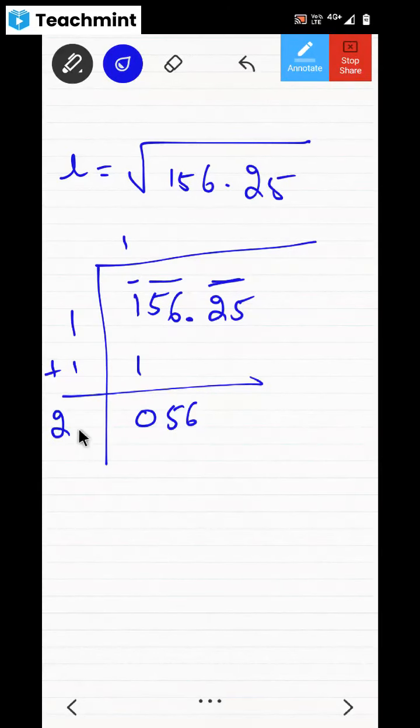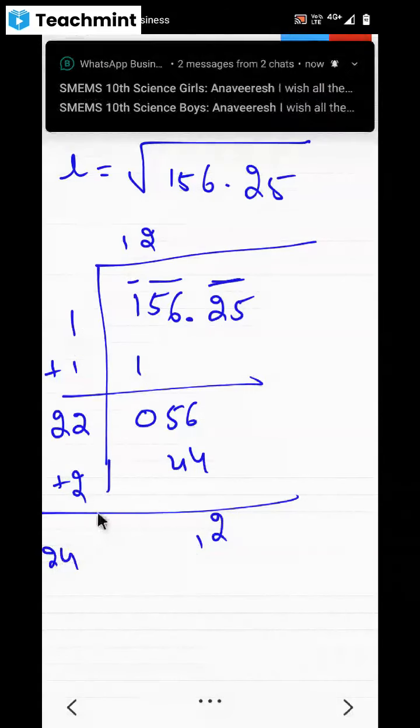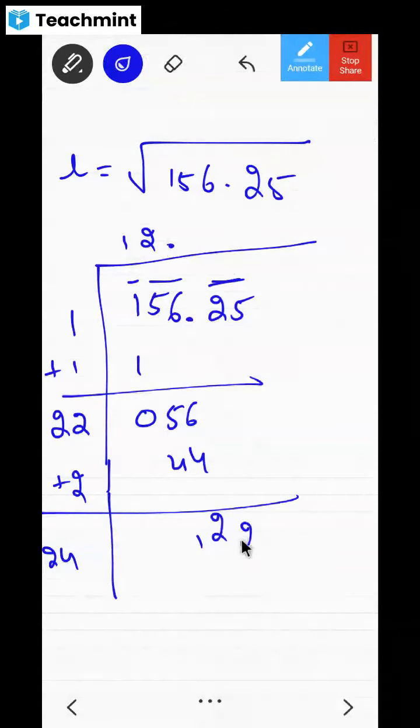Then you have to take the nearest number. So you have to take 2. So it becomes 2. Then it becomes 44, 2 2s are 44. And what remains here? 12 remains here. Then you have to add that plus 2 here, it becomes 24. Then you have to keep the point here. Then you have to take this 25. Then you have to use 5s. If you use 5s here, 5 5s are 25, 2 is the carry, 5 4s are 20, 22, 2 is the carry, 5 2s are 10, 12.